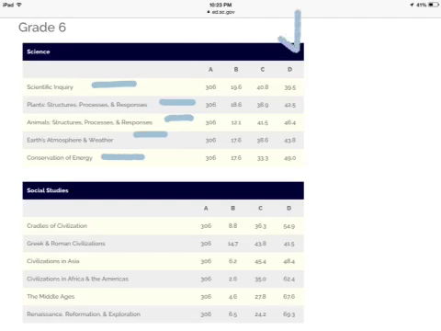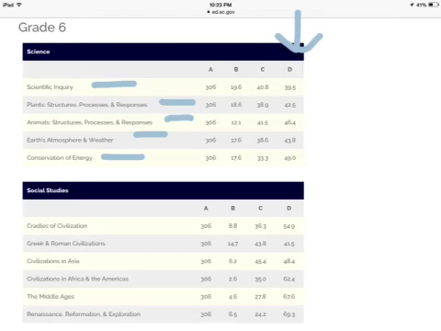Once again, we're going to focus our attention in column D. We'll notice that approximately 39.5% of our students did very well with scientific inquiry. We had about 42.5% of our students do very well with plant structures, 46.4% with animals, 43.8% with Earth's atmosphere and weather, and about 49% of our students did a great job with conservation of energy for 6th grade.